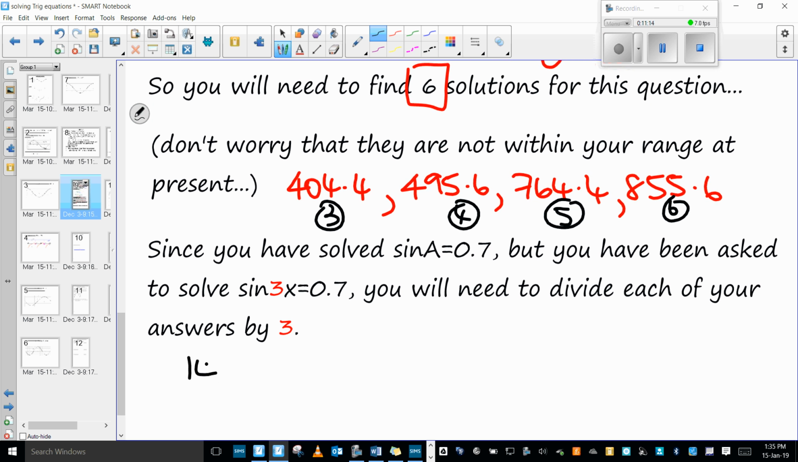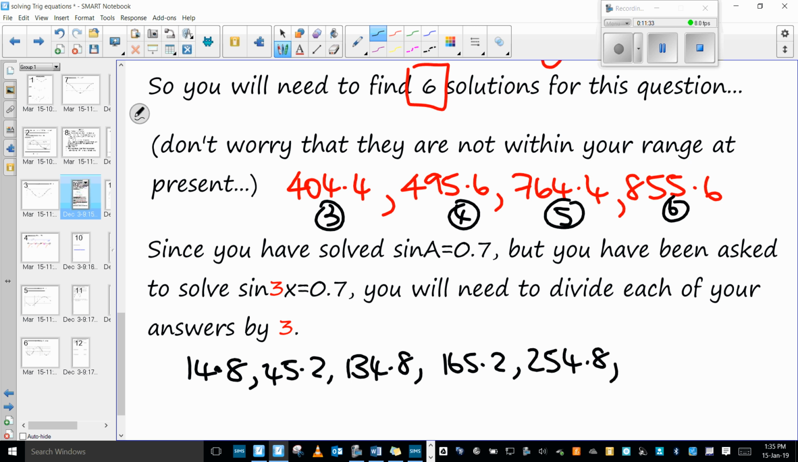14.8. 45.2. 134.2. 165. Okay, then 254.8, and then 285.2. Now, at this point, you look at all those numbers and ask, are they within our range? Yes. Because they're all within our range, we're good to go.